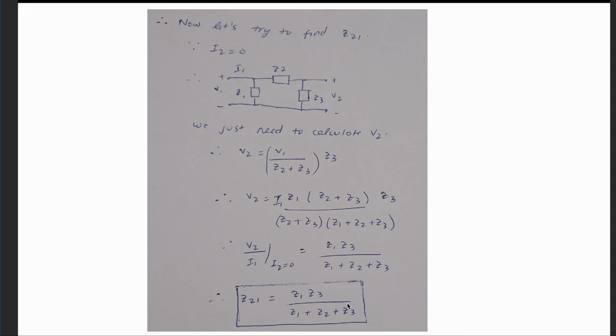Okay, so this is a simple procedure which you need to follow, right? If your I2 is 0, that means it's an open circuit, and therefore your voltage will divide. So in order to calculate the Z21 parameter, you need to calculate the voltage V2 first in terms of V1, and from there, because you have already calculated Z11, you can substitute V1 in terms of I1 by using the Z11 parameter, and then you can calculate the ratio V2 upon I1, and that will give you the Z21 parameter. So now, can you do the same thing in order to find Z22 and Z12 for the same?